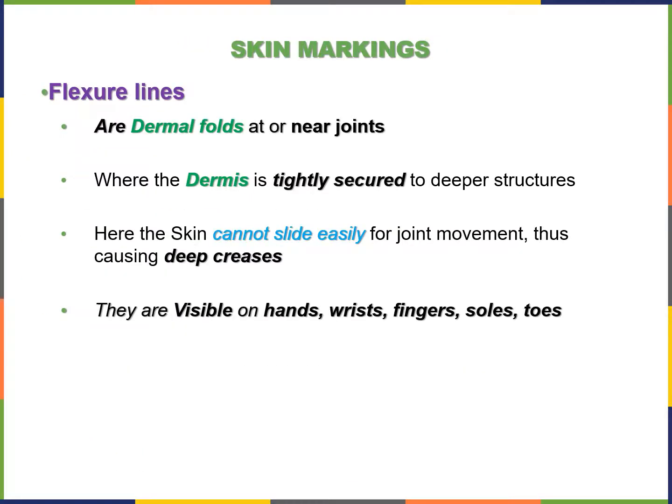We've got some skin markings as well. We have what's called flexure lines. They're dermal folds near the joints. That's where the dermis is tightly secured to the deeper structures, the muscles and the little joint capsules underneath. There the skin can't slide as easily for joint movement. Thus, as we move them, it causes these deep creases. So they're visible on the hands, wrists, fingers, toes, and soles.